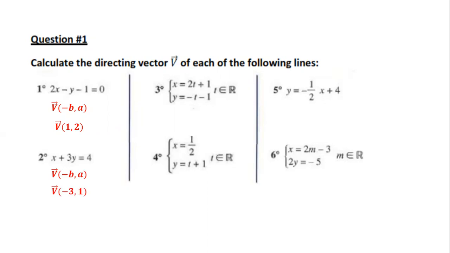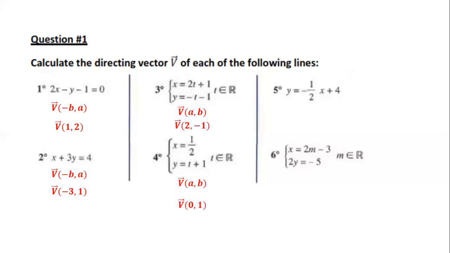But when we have a parametric equation, the directing vector v is (a, b), which are the coefficients of the parameters: 2, minus 1, as you see. And in number 4 also, the directing vector is the coefficient of the parameter. In x, we don't have a parameter, so a is 0 and b is 1.